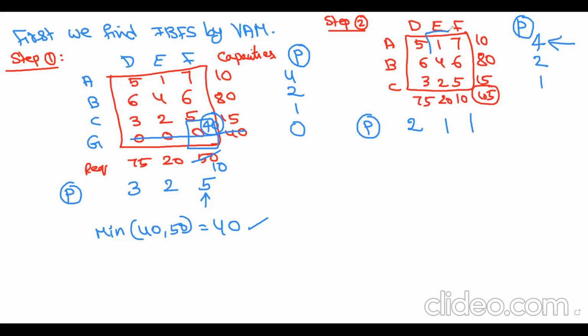Corresponding to this row, the smallest element is 1. So for 1 we have to allocate the minimum of the first row's 10 and the corresponding column's 20. 10 and 20, the minimum is 10. So I have to allocate 10. The row is satisfied and the column is left with 10. Now step 2 is over.